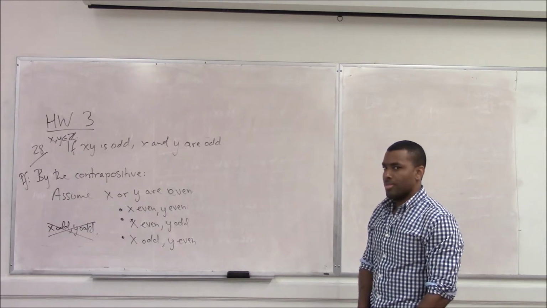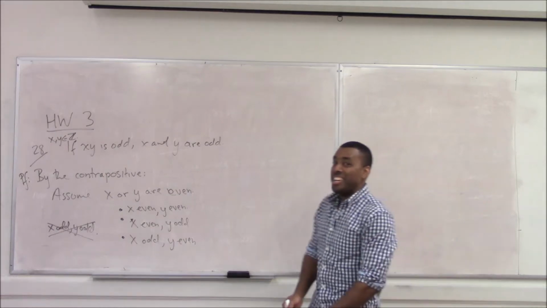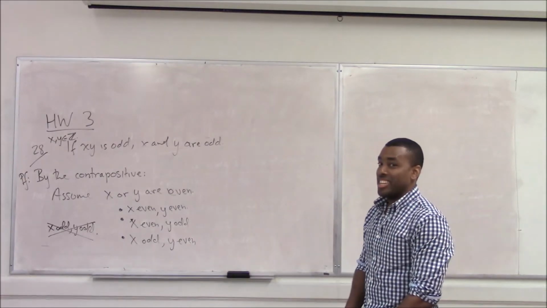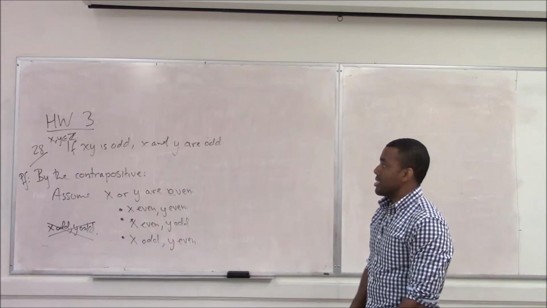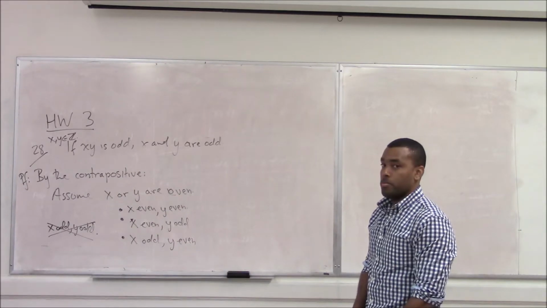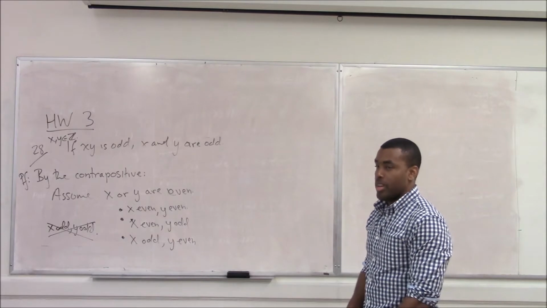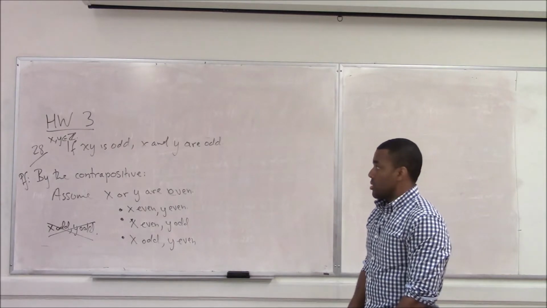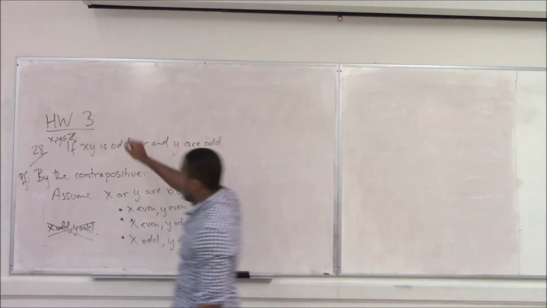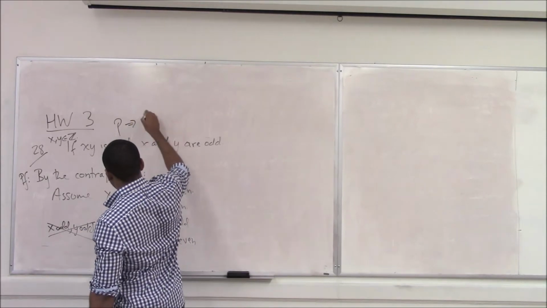No, I'm saying... What? I interpreted that as starting from if xy is odd, then x and y are odd, because that's what you need to prove, right. No, what I'm showing, right, but it is P implies Q, is the point.